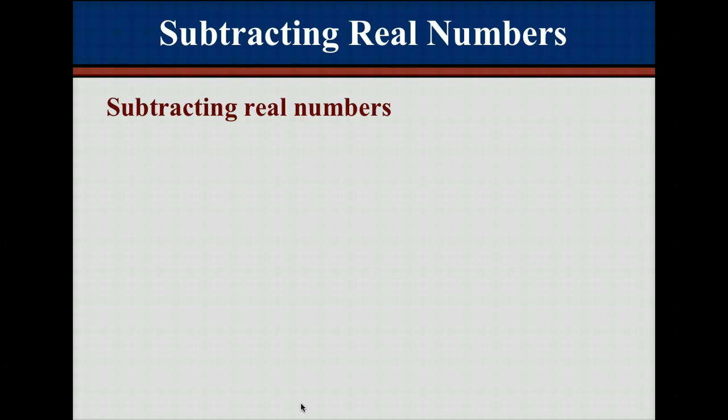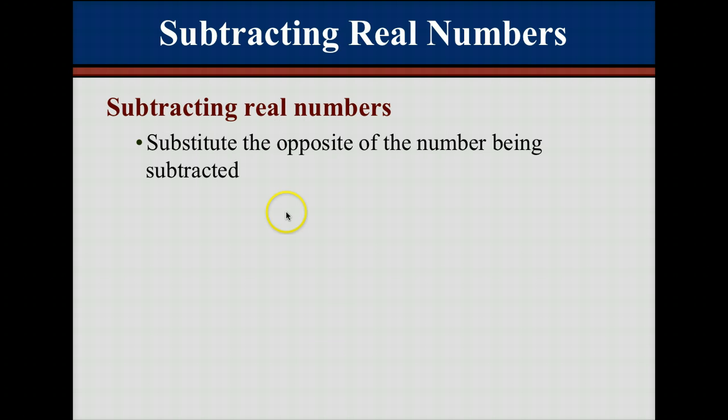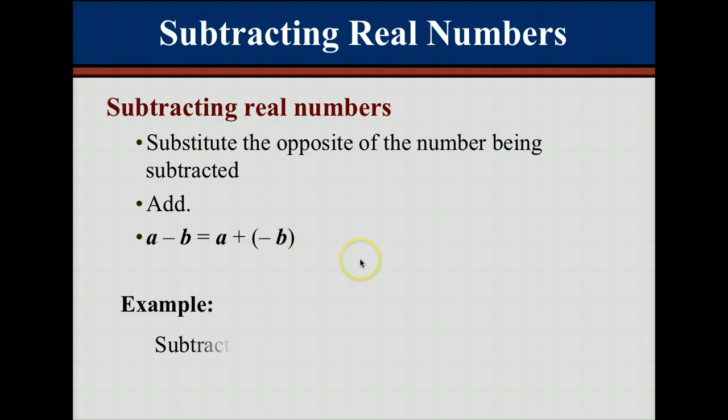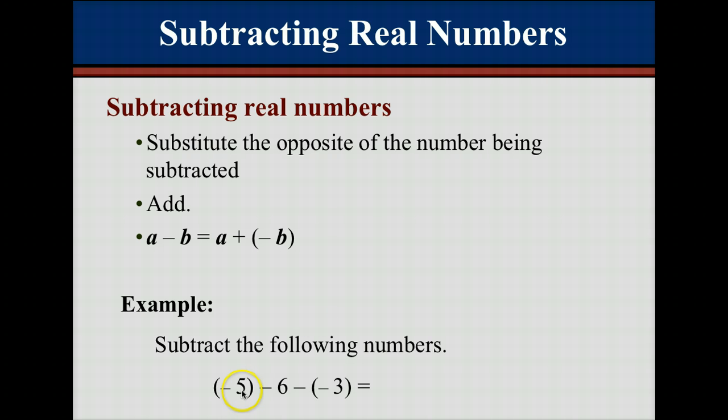Now let's subtract real numbers. We're going to substitute the opposite of the number being subtracted and then add. So whenever you have a minus sign, it's the same thing as adding a negative number. For example, -5 minus 6 minus -3. So we could say plus -6, and minus -3 means +3. So negative times a negative is going to make that positive, which we'll be discussing in a little bit. But our answer here would be -8. -11 plus 3 is -8.